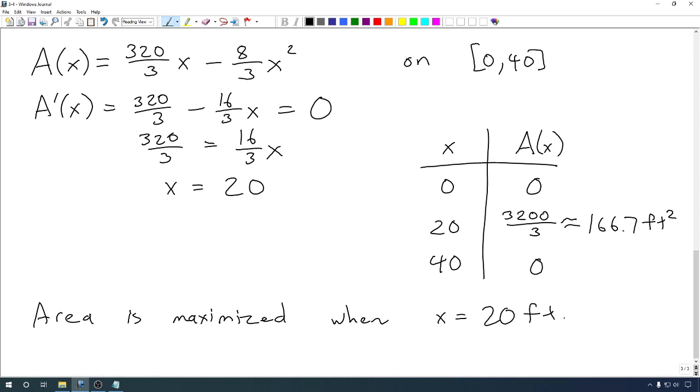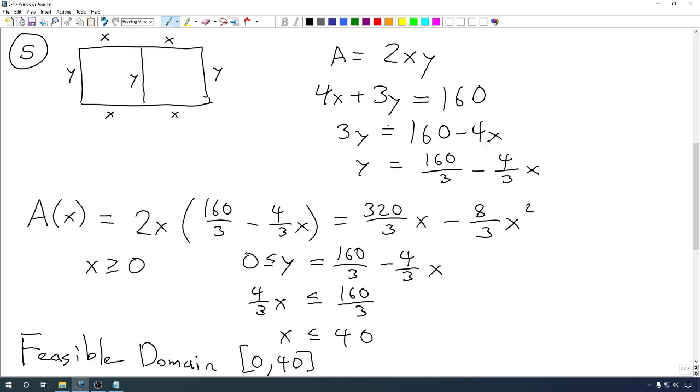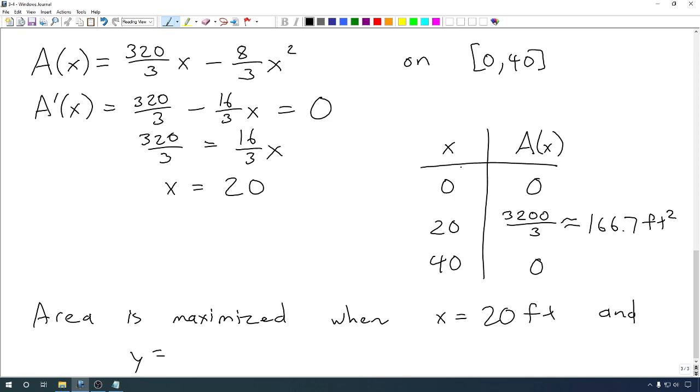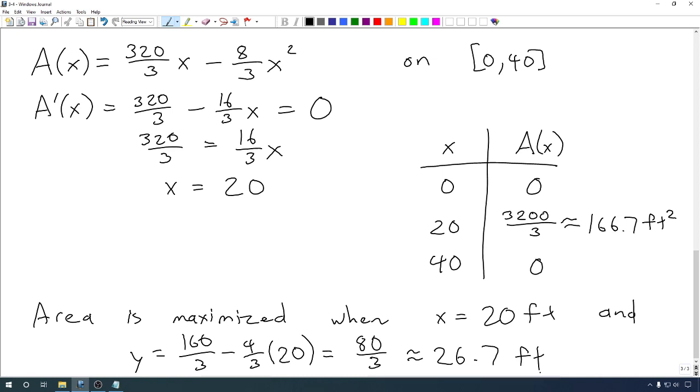Technically, you also need to know what y is. Remember that y is equal to this formula in terms of x. So we have 160 over 3 minus 4 thirds times x. But x here is going to be 20. And so we get 80 over 3, which is approximately 26.7 feet. Those are the dimensions that we want to use in order to maximize that area.